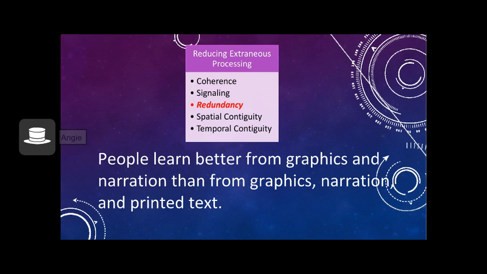So to help you understand the third principle on redundancy, listen carefully to this statement. Different people learn in different ways, so it is best to present information in many different formats. Would you agree with that?